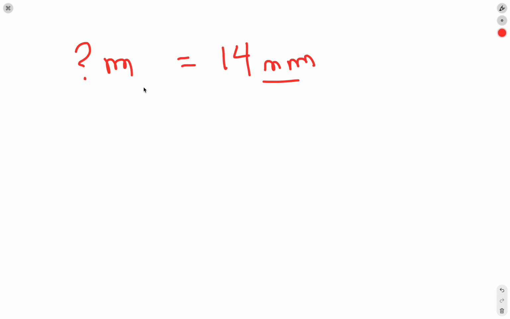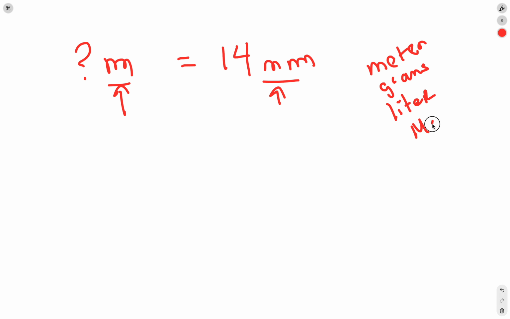And so the first thing is that these conversions are conversions in these prefixes, and the prefixes are going to be the same comparable prefixes independent of the base unit. And so we could have meters, we could have grams, we could have liters, we could have molar, which is big M, like that. And this is the first type of a conversion, and that is just conversion in these units.